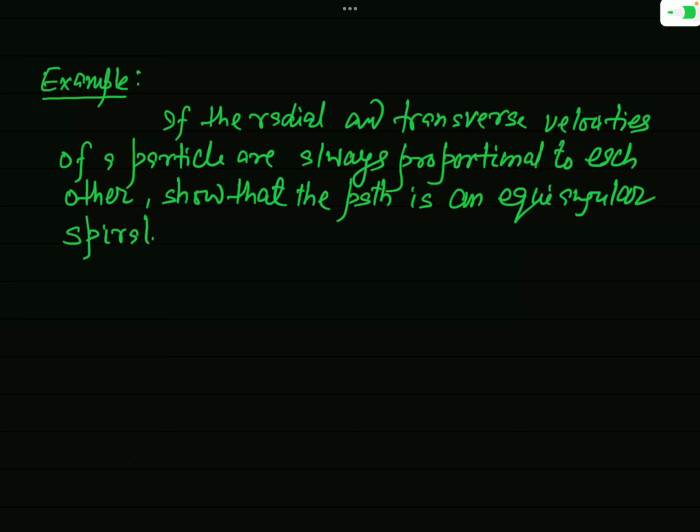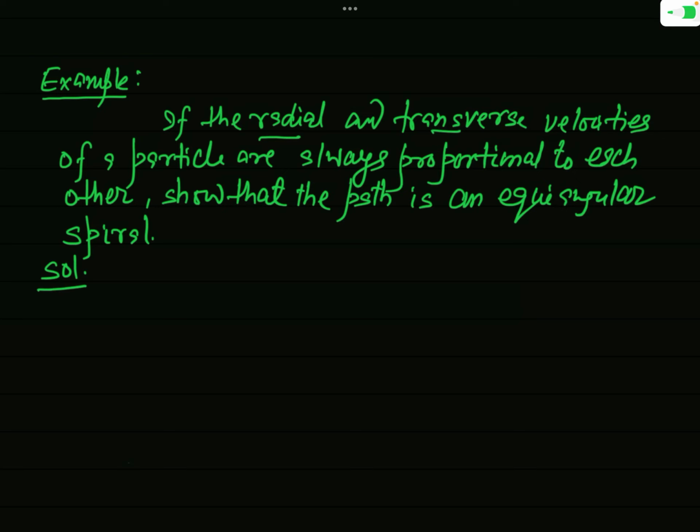This is a very simple problem, a spiral. So what is there in this problem to explain? You can see the problem says that the radial velocity and the transverse velocity of a particle are always proportional to one another. If the radial and transverse velocities are proportional, then we have to show that the path followed by the particle will be an equiangular spiral. So let us start to solve this problem by simply applying the condition defined in this problem.